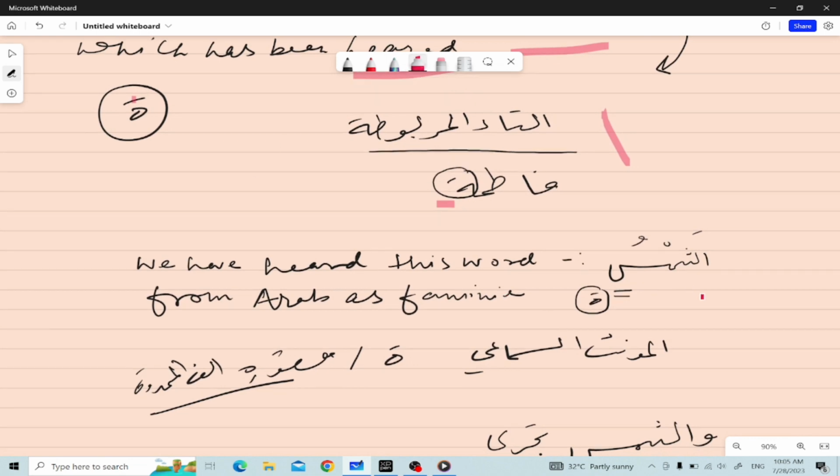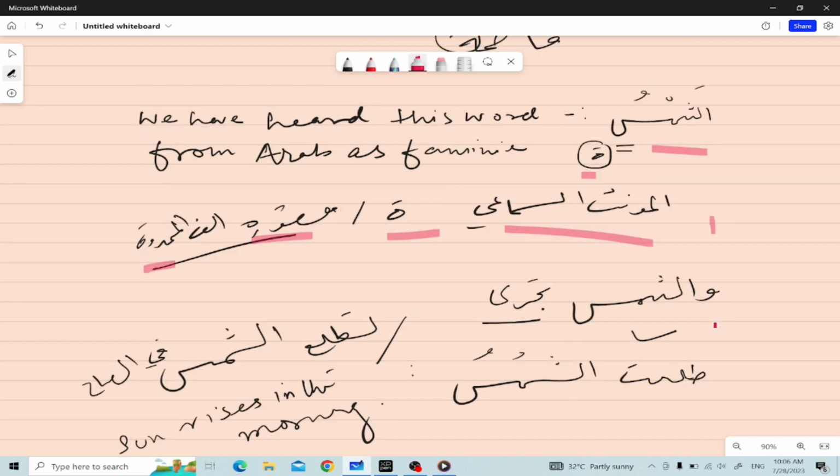Again, I have given you the example of ash-shamsu. Ash-shamsu is not muzakkar, it is muannas, although we do not find any kind of round ta over here. So this word has been heard from the Arabs as muannas. That's called al-muannas as-sama'i. For example, we can say ash-shamsu tajri, la yajri. We will not say ash-shamsu yajri. At that time it will be wrong.